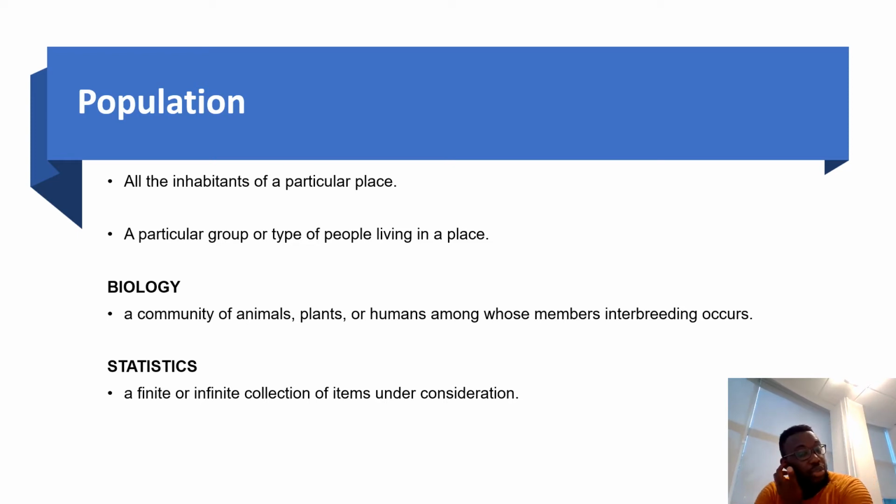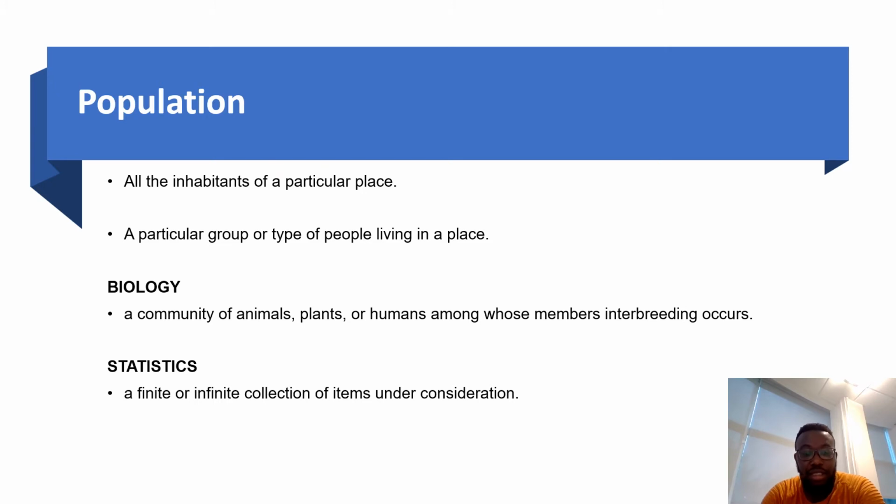Biologically, a community of animals, plants, or humans among whom interbreeding occurs can also be a population. So when population goes beyond that of human beings, we can be looking at the population of birds in the air or in a particular region, the population of fishes in a particular sea or pond, the population of anything. When it comes to animals, the same kind of animal that live amongst themselves, or plants, and they interbreed among themselves, you can define that biologically as a population.